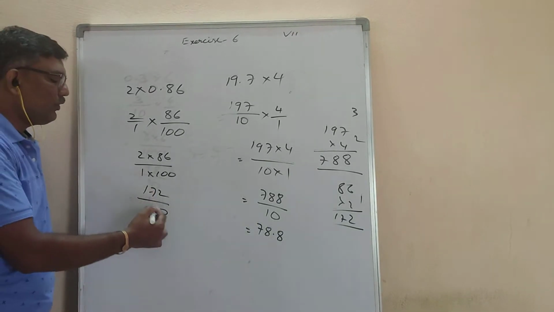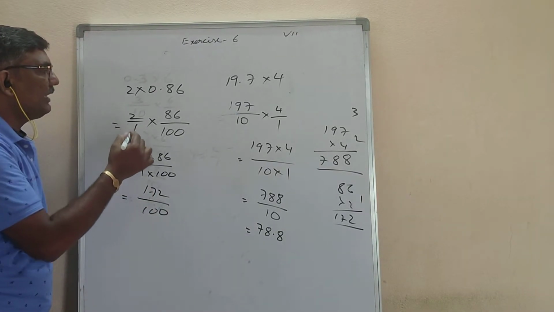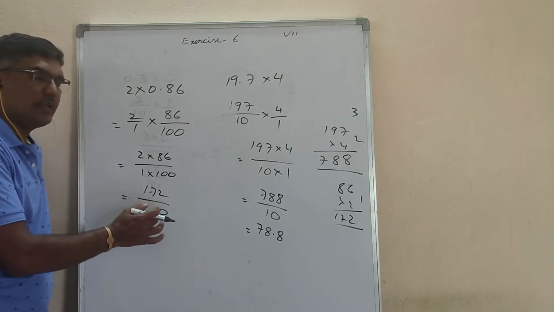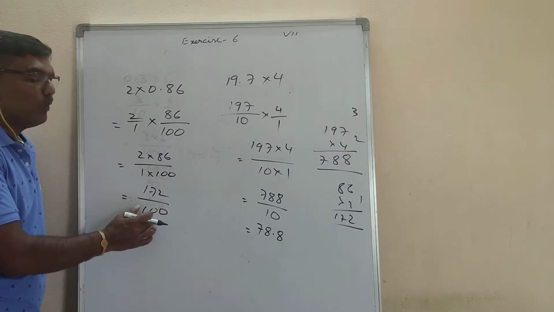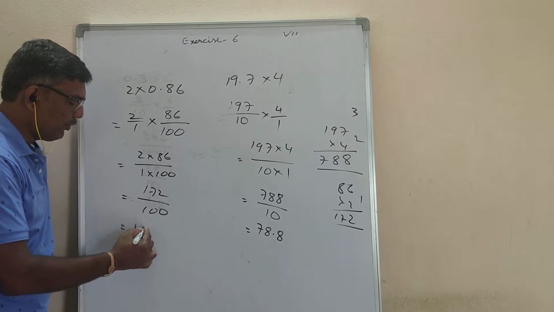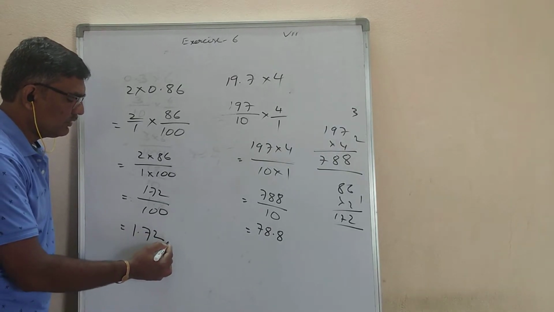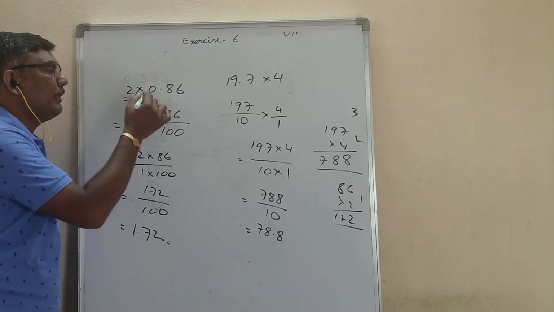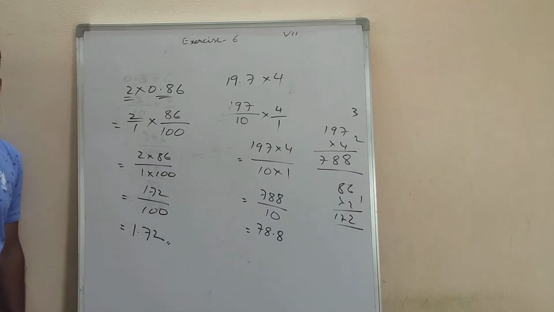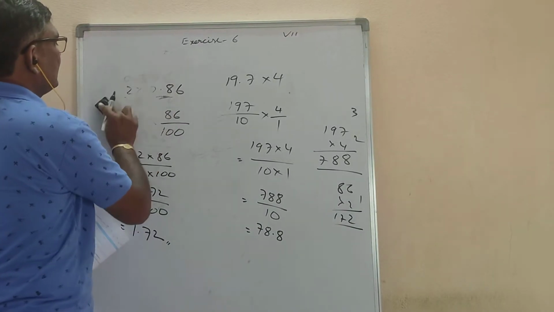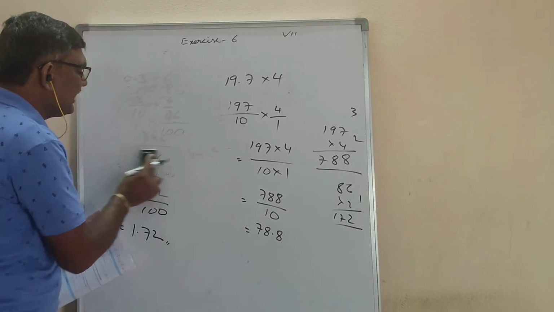So here 172 by 100 you have to write in decimal form. How many zeros are there in the denominator? 2 zeros are there. So what you have to do: 2 digits before, you have to keep a point. That is 1.72. So like this you can multiply a natural number with a decimal number. How to multiply a decimal number with a natural number? You can multiply like this. Now we will go with the next problem.